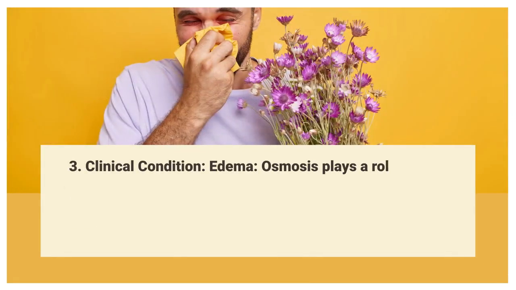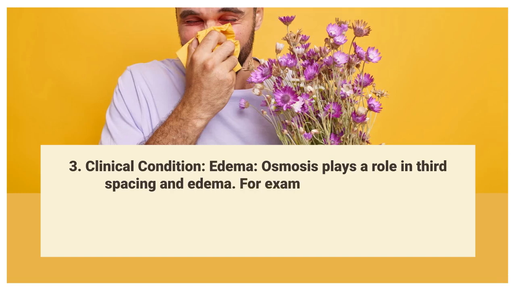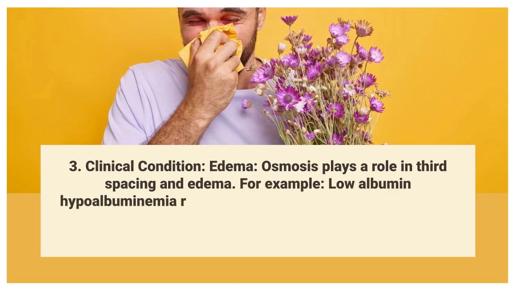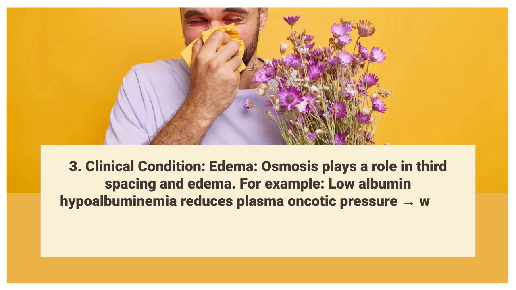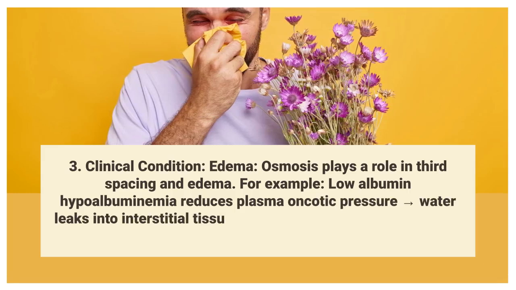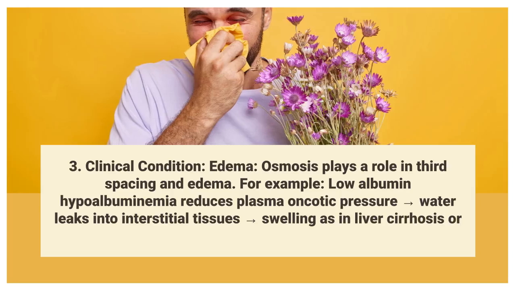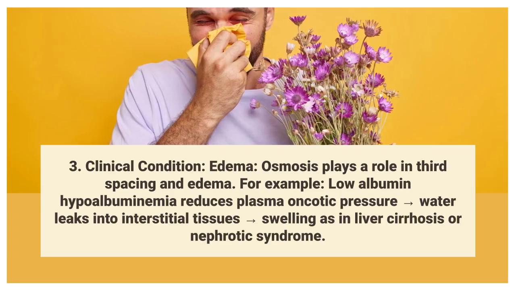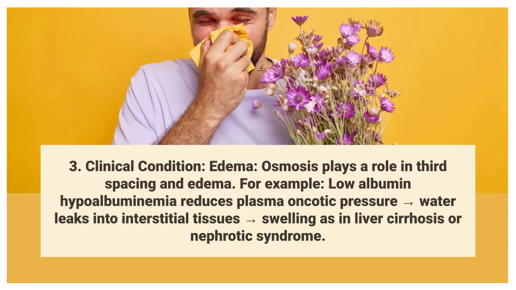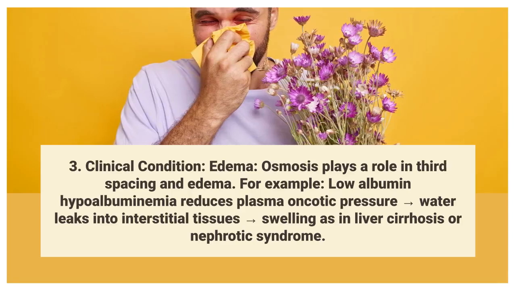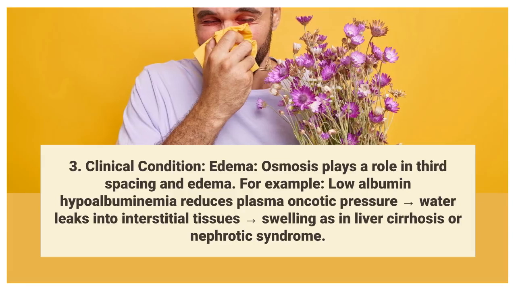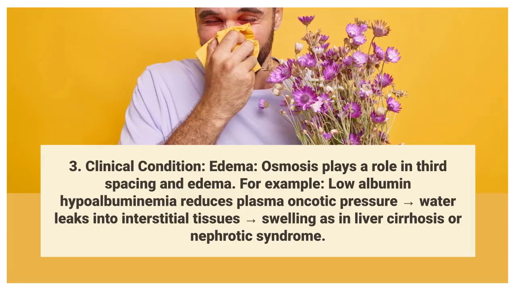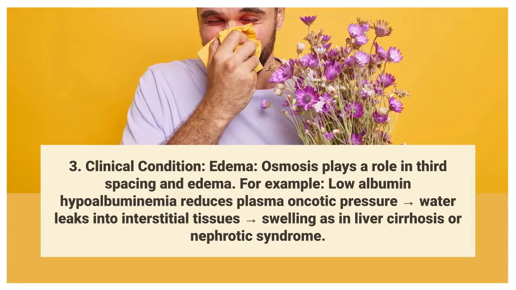Clinical condition, edema. Osmosis plays a role in third spacing and edema. For example, low albumin or hypoalbuminemia reduces plasma oncotic pressure. The water leaks into interstitial tissues, and then there's swelling, as in liver cirrhosis or nephrotic syndrome.